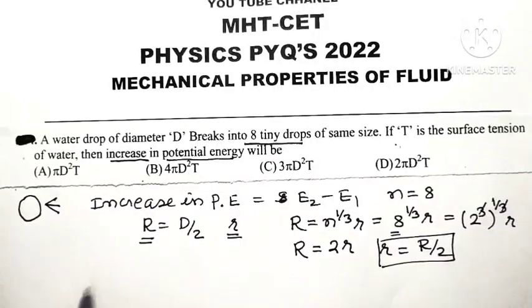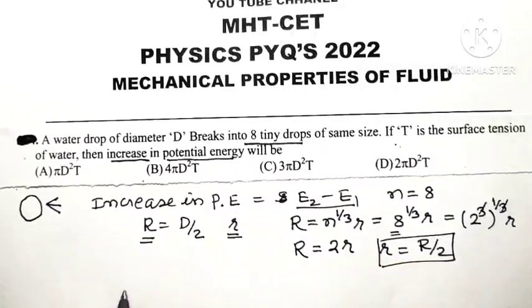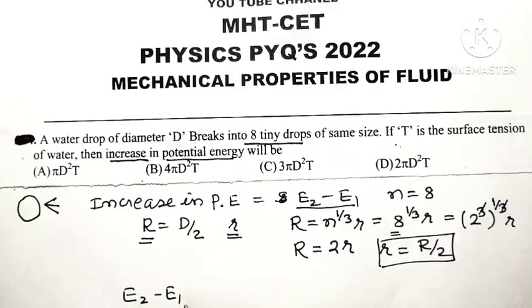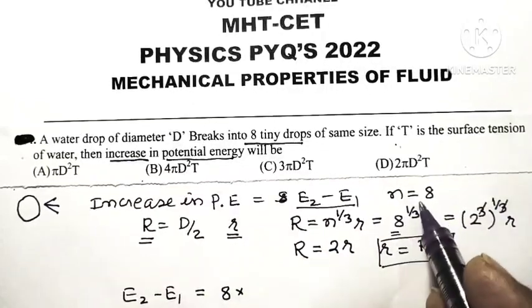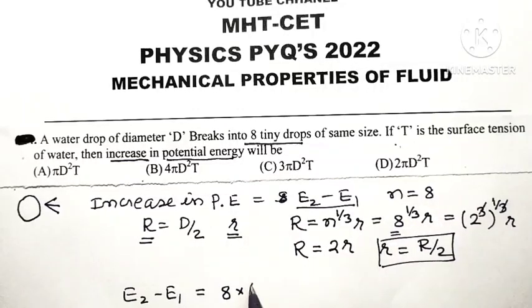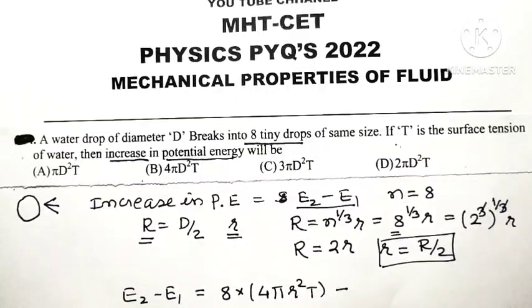Now, the increase in potential energy. What is the increase in potential energy? It is E2 minus E1. So what is E2? Since there are n drops, that means 8 drops multiplied by the surface energy of each small drop, which is 4 pi small r square into T, minus E1. E1 means the surface energy of the initial bigger drop. It is 4 pi capital R square into T.